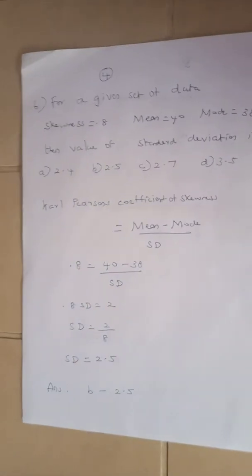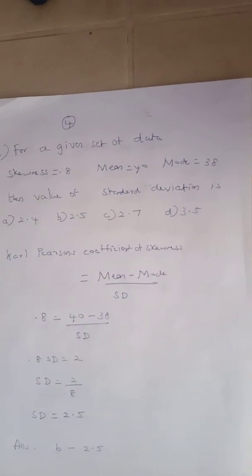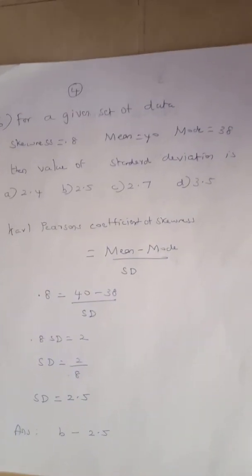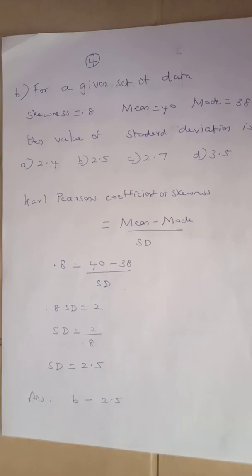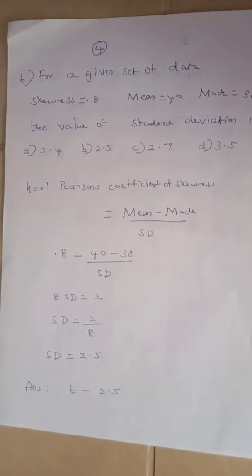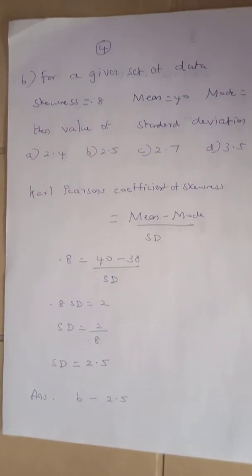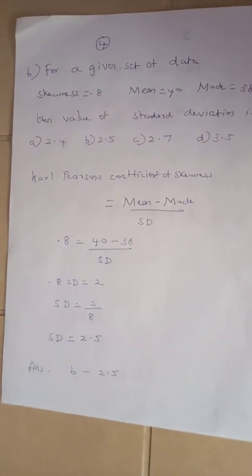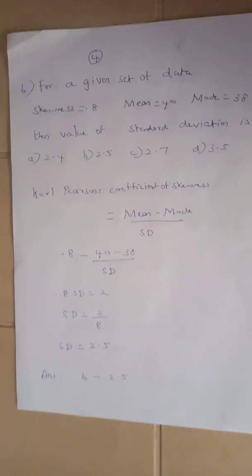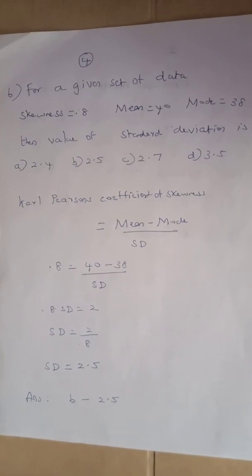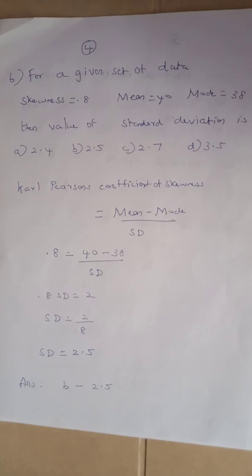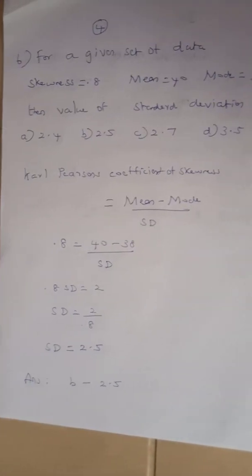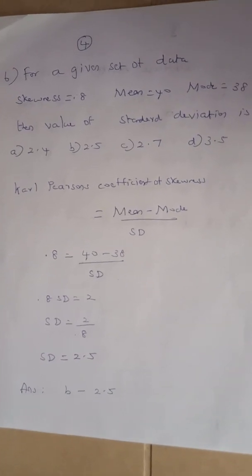For a given set of data, skewness is equal to 0.8, mean is equal to 40, mode is equal to 38. Then find the value of standard deviation. Option A 2.4, option B 2.5, option C 2.7, option D 3.5. So we know the formula of Pearson's coefficient of skewness, which is equal to mean minus mode by standard deviation. And we should also know that Pearson's coefficient of skewness always lies between plus or minus 3. So the last option we can't get that answer, so we can neglect that.